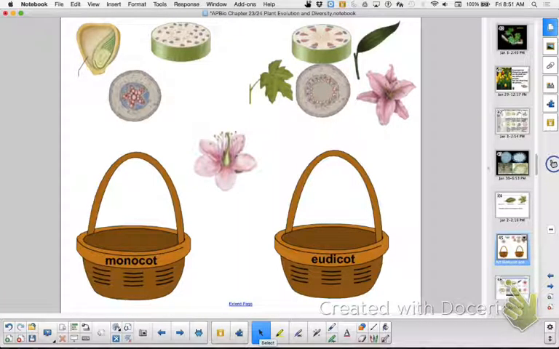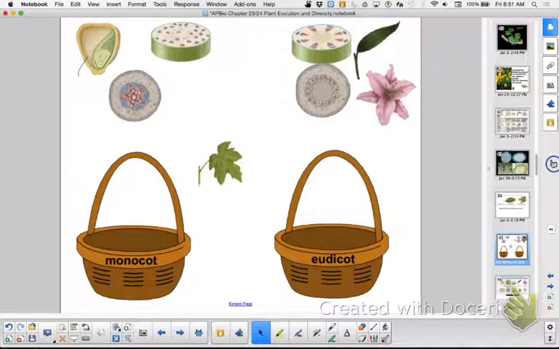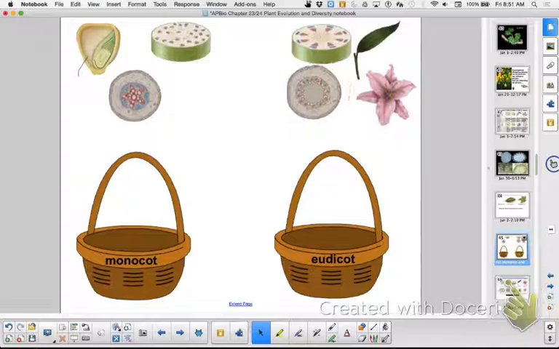What do you think this one is? Eudicot. Eudicot? Yep. Okay. And what about this one? Eudicot. Okay, and watch what happens if I put it here. No. Okay, what about this one?